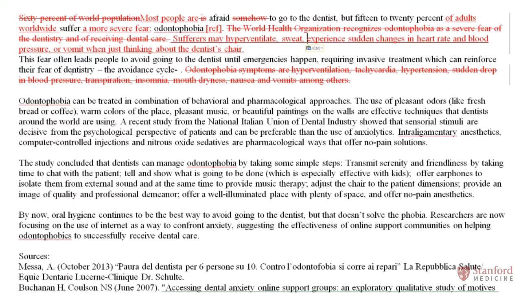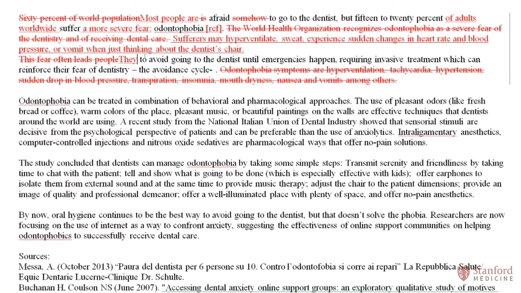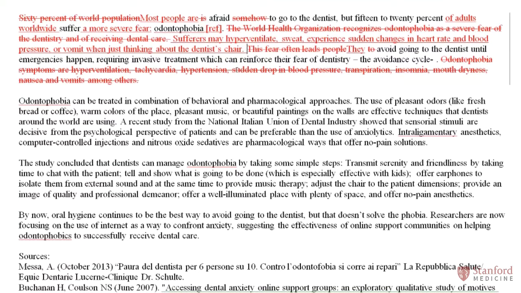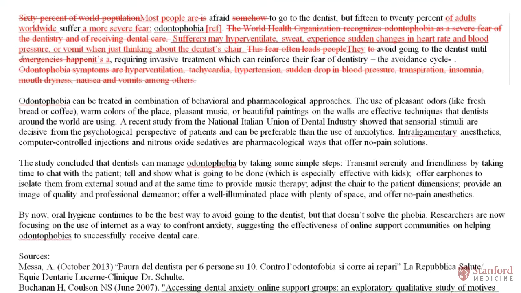Then because we've referred here to sufferers, instead of this fear often leads people, we can just say they avoid, the sufferers, which we just referred to in the last sentence, they avoid. This is another thing that distinguishes odontophobia from people who just have a normal fear of the dentist. The people who have it actually avoid going to the dentist until emergencies happen. I changed this to until it's an emergency, although I could go either way on that one.